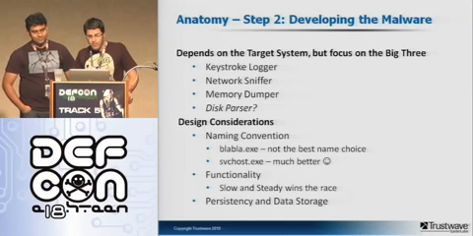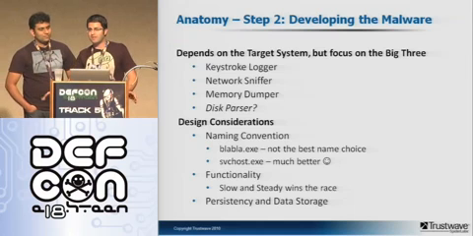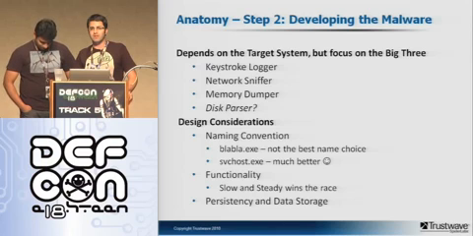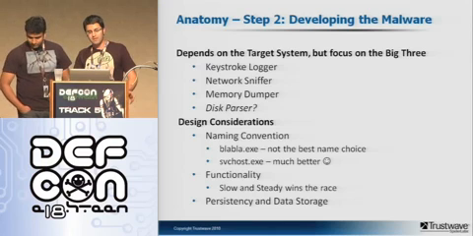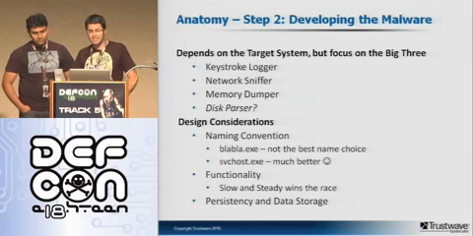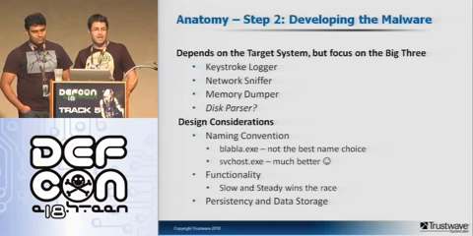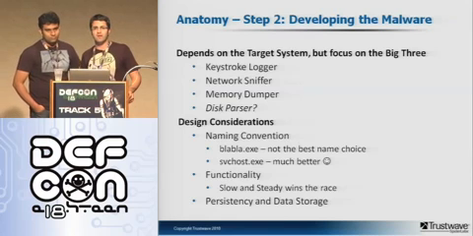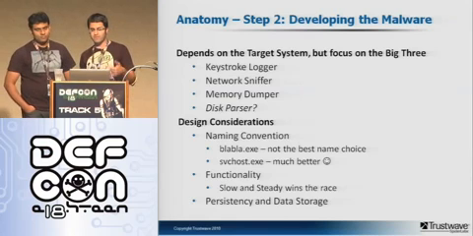Now, developing the malware. We break these things down into the big three. These three functions are going to help you obtain the data in the most efficient way: a keystroke logger, a network sniffer, and a memory dumper. We're going to go through those. I'm not going to talk in detail about what those are because when Jibran does some of the demos, we're going to touch on the network sniffer and the memory dumper.